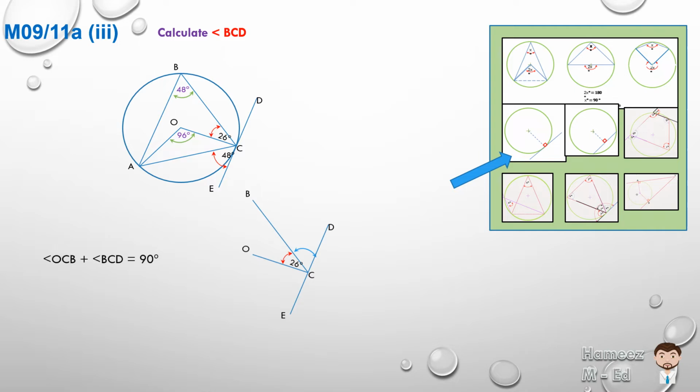OCB and angle BCD, those two angles form 90 degrees, because OC is a radius and a radius forms 90 degrees with the tangent DCE. So if we know that and we know OCB, they gave us that, which is 26 degrees in the question, then we can substitute and solve. So 26 plus BCD is equal to 90 degrees. If we want BCD alone, we write back the 90 degrees, and what do we do with the 26 on the left hand side? We carry it across, we do the additive inverse, or we subtract, easier to see. So angle BCD is equal to 64 degrees.